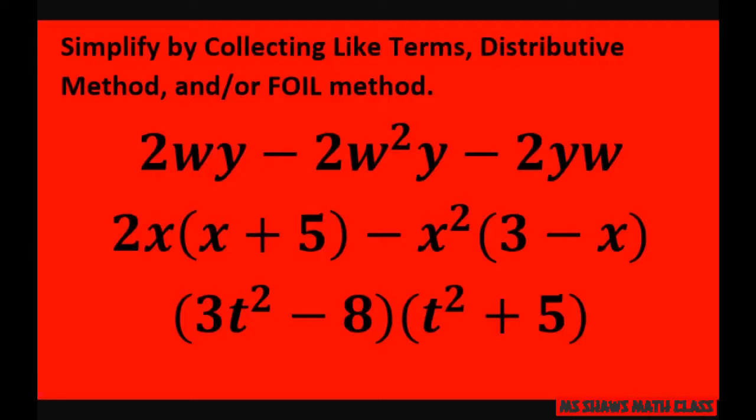Hi everyone. We're going to simplify by collecting like terms, especially for this one. Use the distributive property for this one, and we can use the distributive property or FOIL method for number 3. So the first one's pretty easy. We just collect like terms.